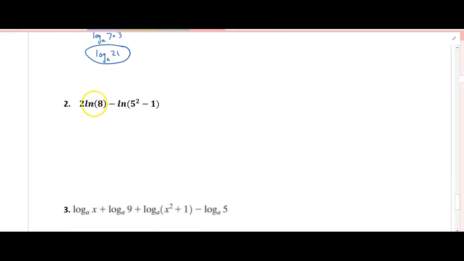Example 2, you have natural log, this is subtraction, but the thing is, when I have this number out in front, I have to bring it up. So that's going to be the natural log of 8 squared minus the natural log of 5 squared minus 1. So this now will become the natural log of 8 squared is 64 over 5 squared is 25 minus 1, which would be 24. And you are done. Okay, remember the subtraction tells you this is division.